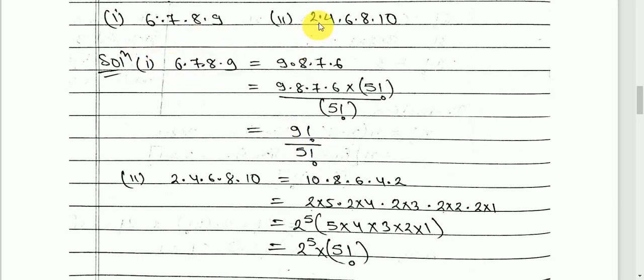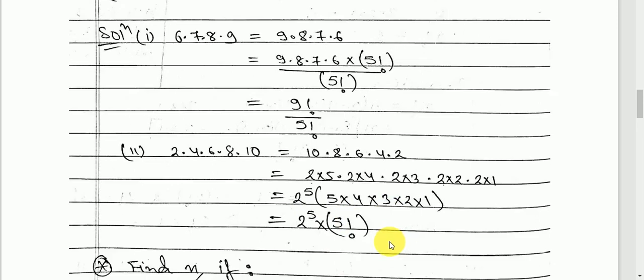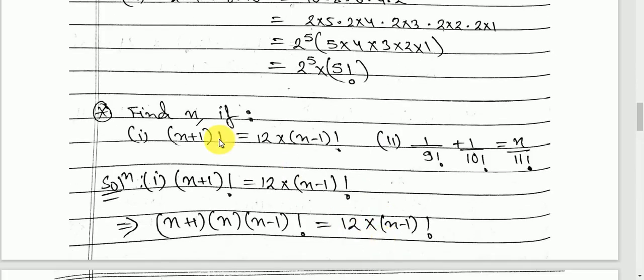Now we have got 2 into 4 into 6 into 8 into 10. You can see that in each term 2 is common. Yes, so 2 fives are, 2 fours are, 2 threes are, 2 twos are, 2 ones are. So 2 can be taken out as common. Altogether how many 2s are you getting? 5. So 2 to the power 5, and you are left with 5 into 4 into 3 into 2 into 1. But this is nothing but factorial 5. So it's 2 to the power 5 into factorial 5. So you got the answer.